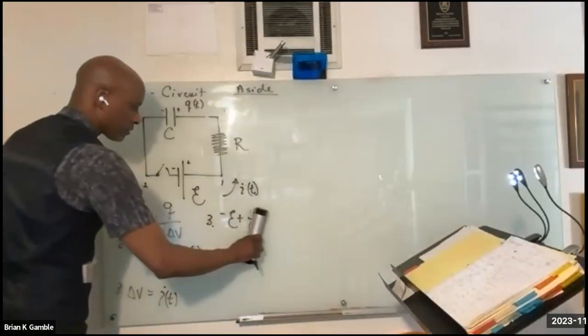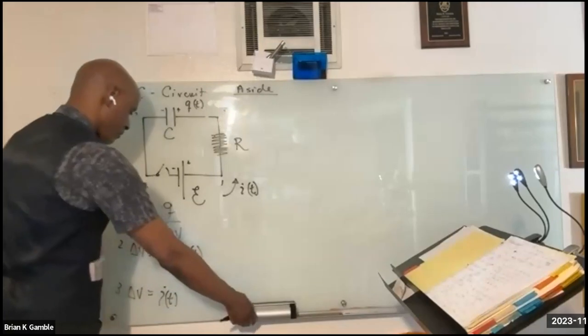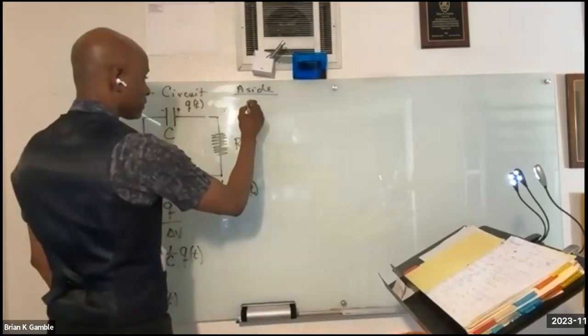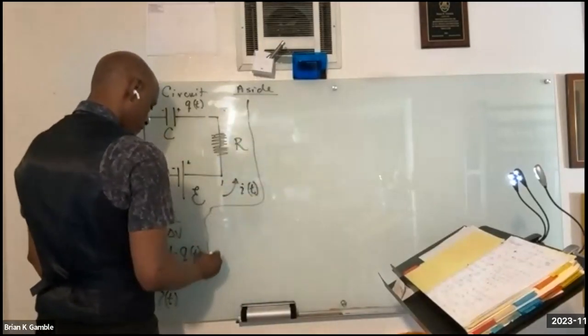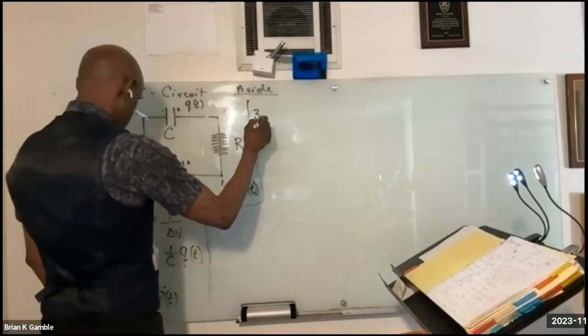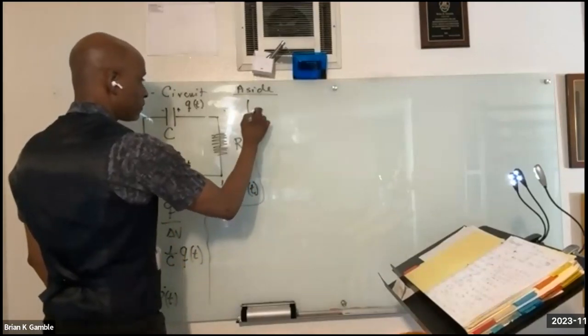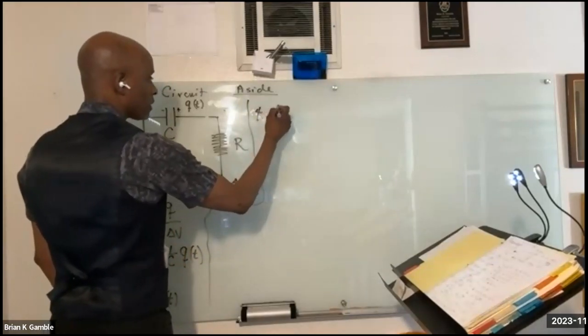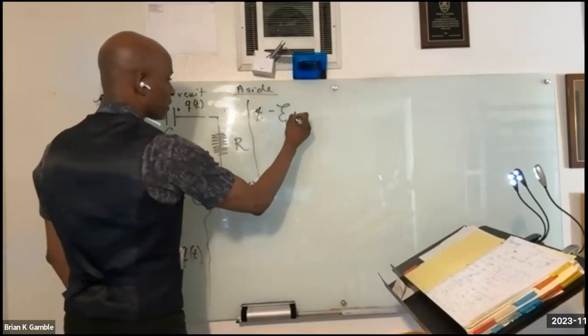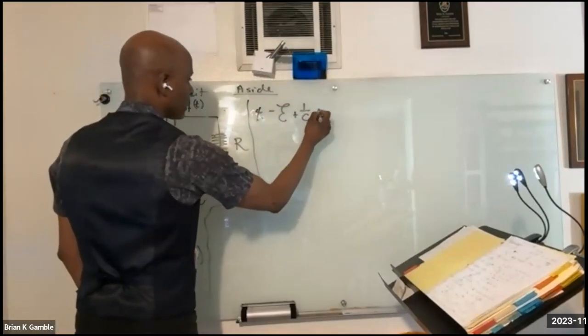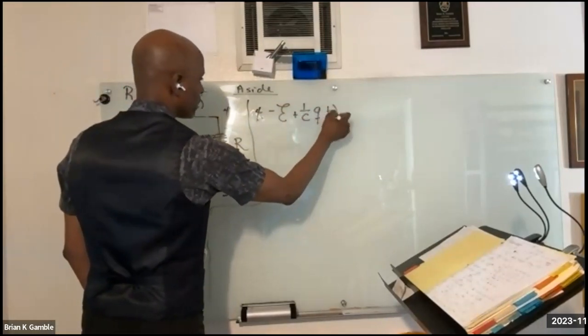Actually, I need more space. So we'll put this over here. So minus E for the battery plus 1 over C Q of t.